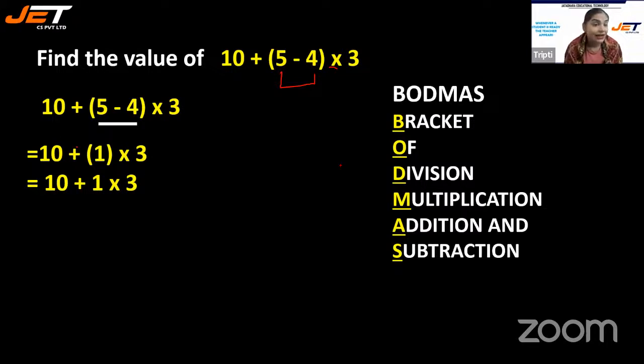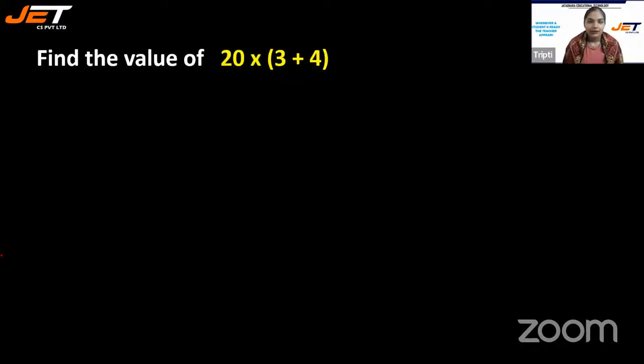Are we going to add or multiply first? We are going to multiply first. Then addition. So 10 plus 3, times 1 is 3. And then 10 plus 3 is 13. 13 is the answer here, dear children. Isn't it very easy?